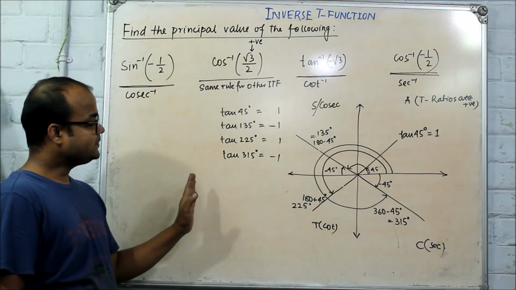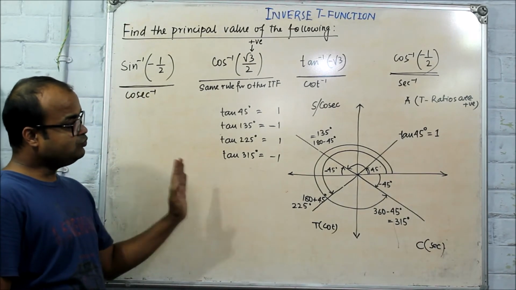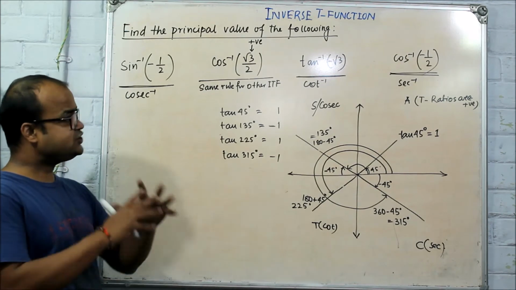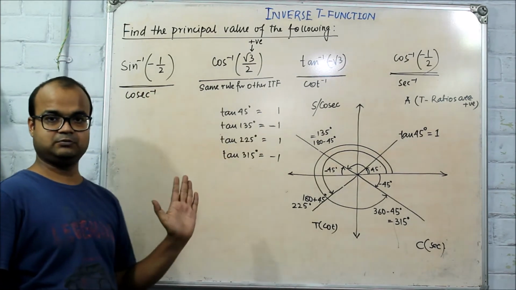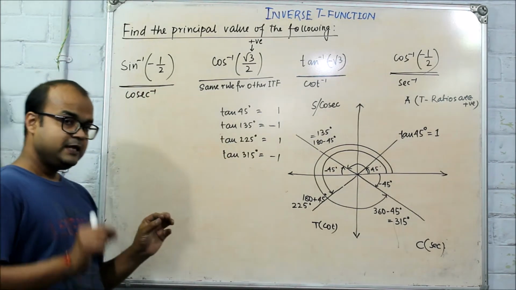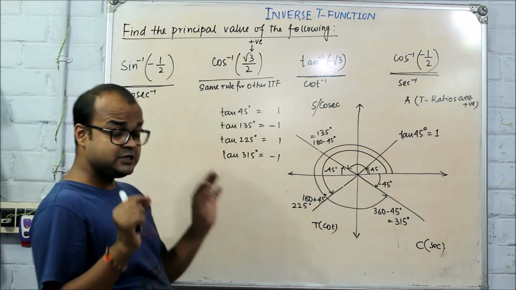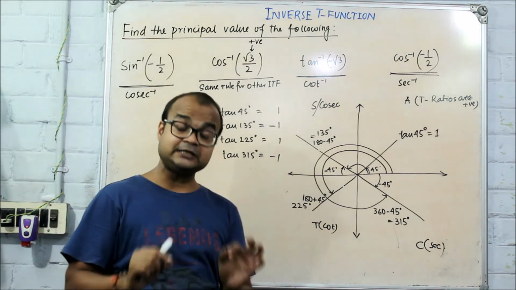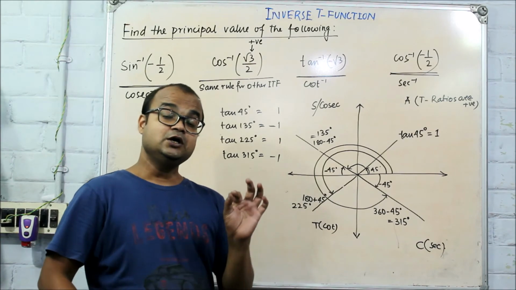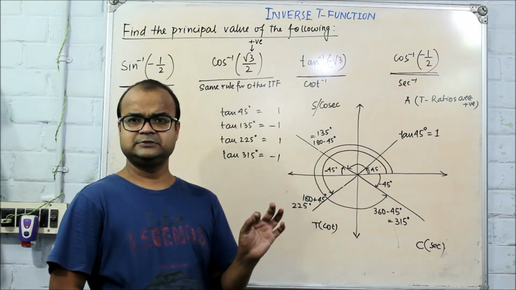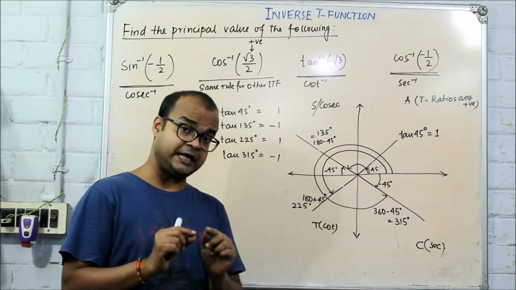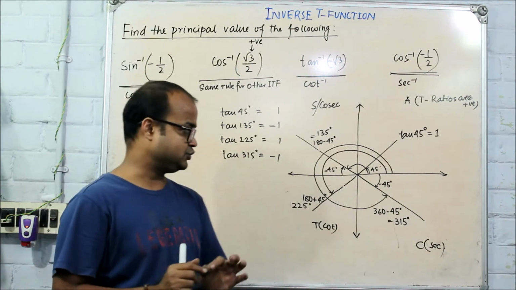Now, we make a general rule to solve this problem. Principal value generally takes the magnitude, whichever is small. That means the principal value will look at the angle which is small in magnitude.